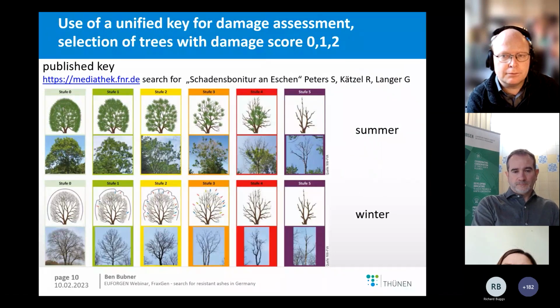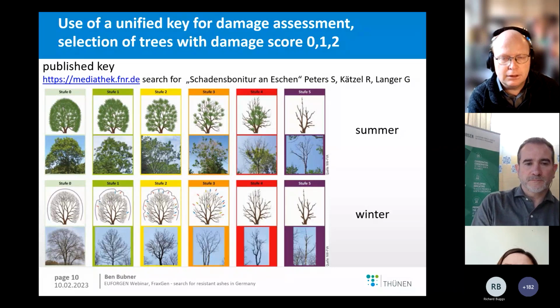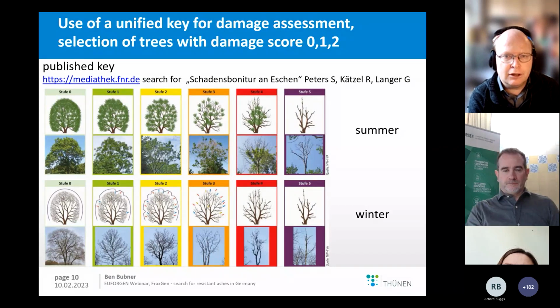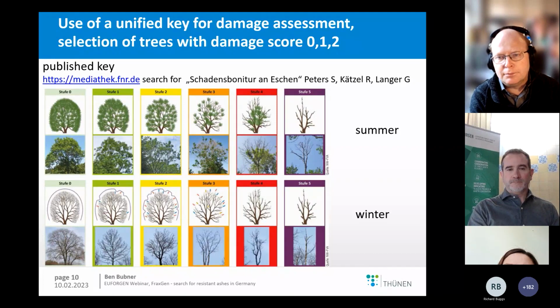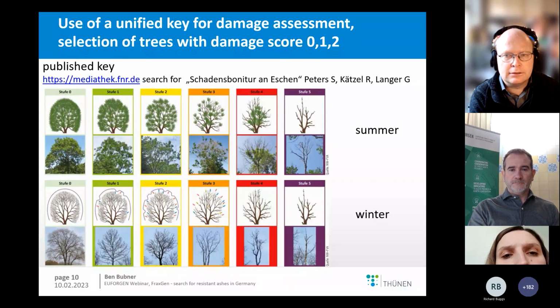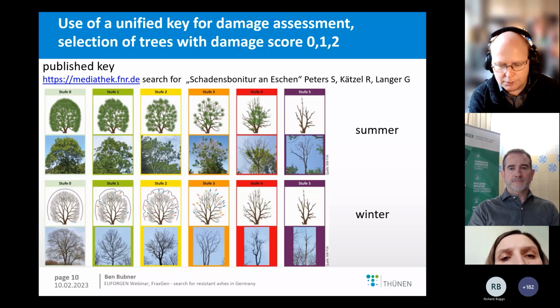In the whole concerted action, we use a unified key. It was developed and is also used by the monitoring people and also by the pathology projects. And we have 6 damage scores. And in FraxGen, we select adult trees that have a damage score of 1 and 2. And the damage score 0 doesn't exist in Germany anymore.